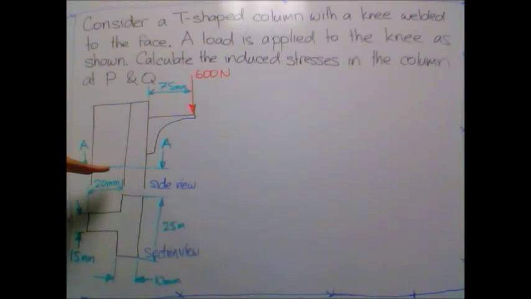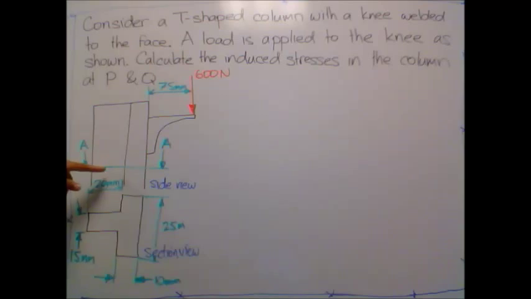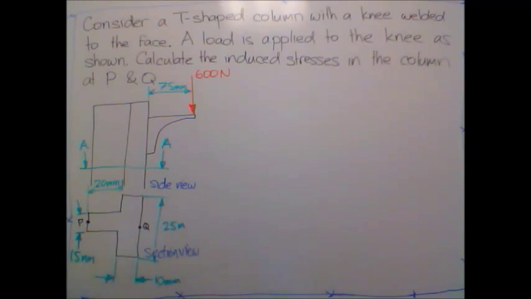I need to determine the amount of bending moment and load being applied at this section at AA. We'll use that to find out the forces at P and Q, which are missing from our diagram. So P is at a location here, and Q is at a location here. Once we find our area moment of inertia for this shape, we will use it to approximate the stress due to bending at points P and Q.